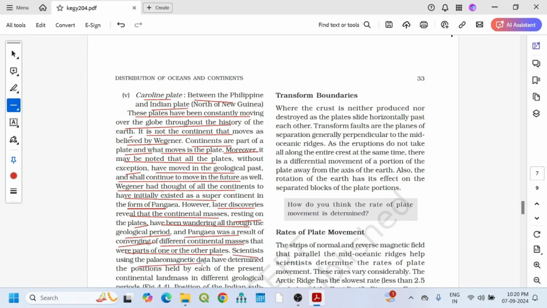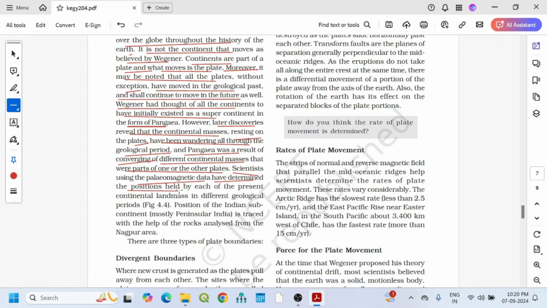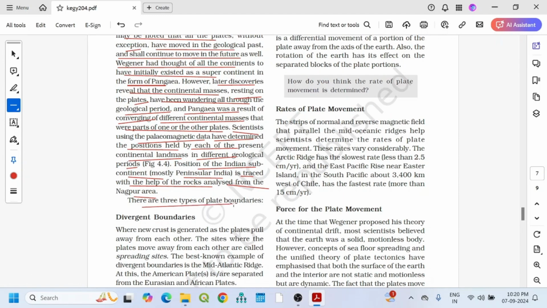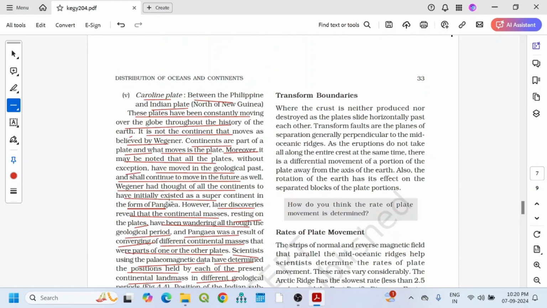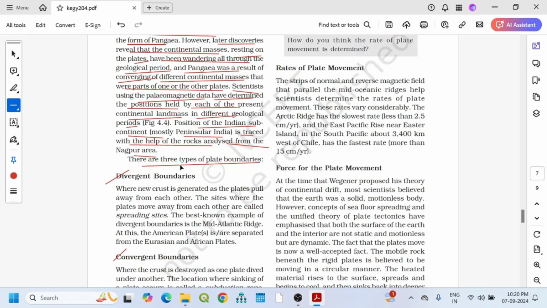Scientists using paleomagnetic data have determined the positions held by each of the present continental landmasses in the different geological periods. The position of the Indian subcontinent, mostly peninsular India, is traced with the help of the rocks analyzed from the Nagpur area. There are three types of plate boundaries: divergent boundaries, convergent boundaries, and transform boundaries.